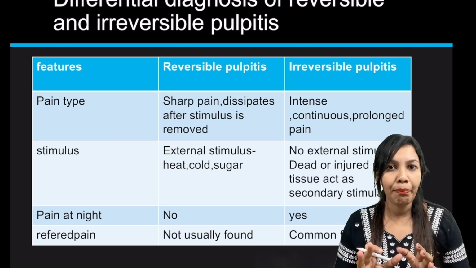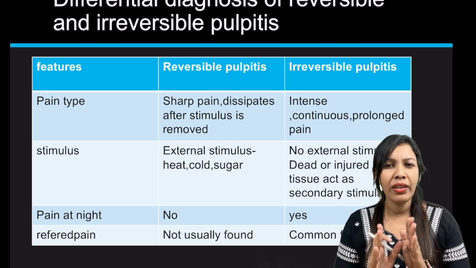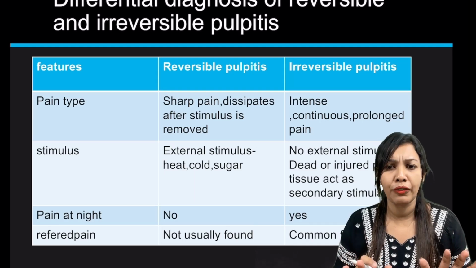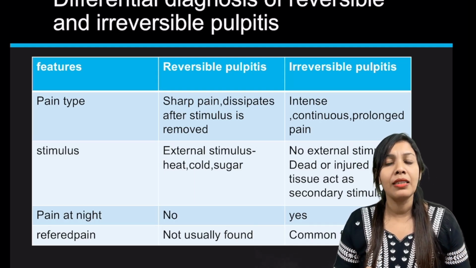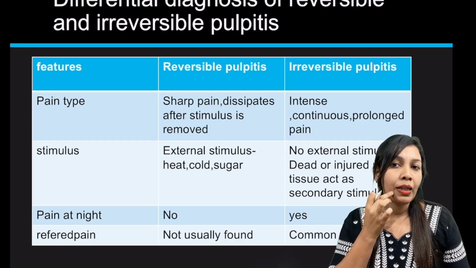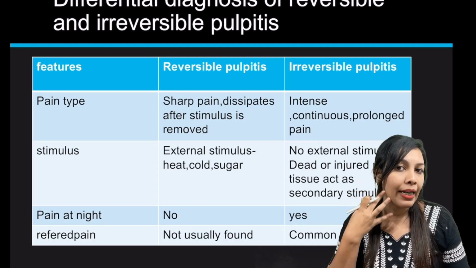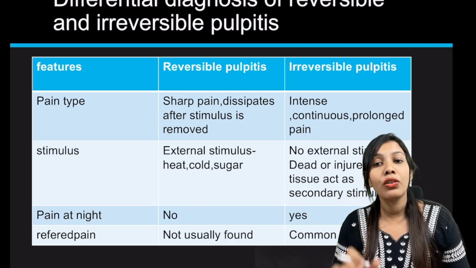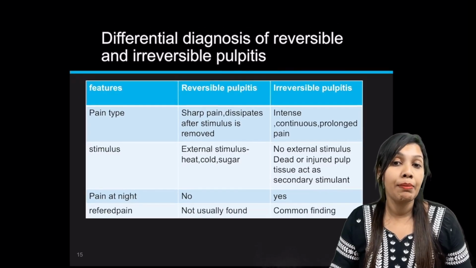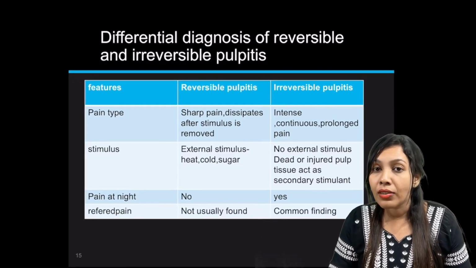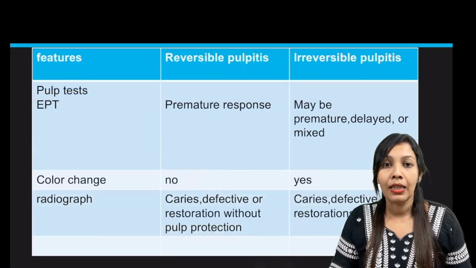So simple. Night pain means irreversible pulpitis. Cold, only a reversible pulpitis feature. Right. Referred pain means sometimes the tooth will be here, but the pain might actually be referring to the nearby areas. Referred pain is also a feature of irreversible pulpitis. Referred pain is not seen in reversible pulpitis, right?